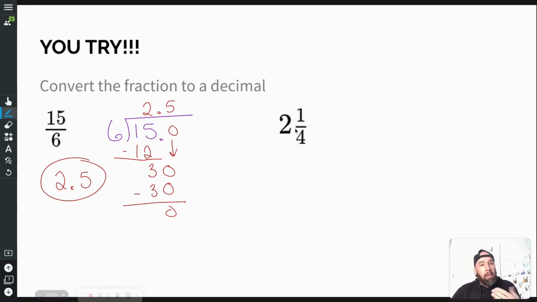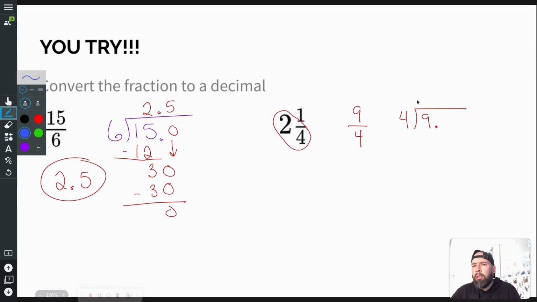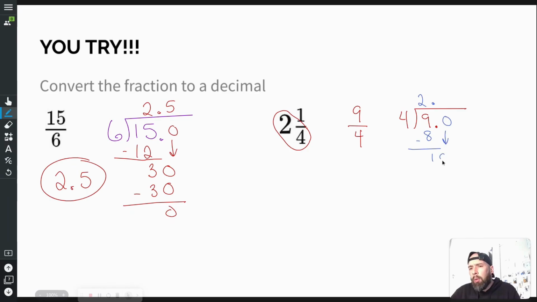What I said here is let's make this improper. So let's do 2 times 4, which is 8. 8 plus 1, which is 9. So this is the same as 9 over 4. So we're going to put 4 on the outside, 9 right there. Put a decimal there. We'll need it. 4 goes into 9 twice. 2 times 4 is 8. Subtract, you get 1. Put your decimal there, add a 0, and drop it down.